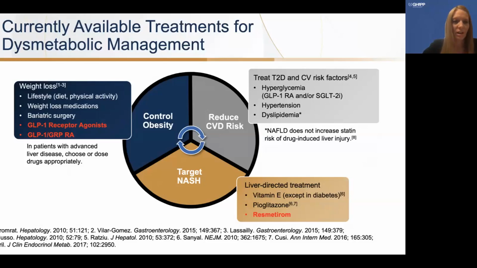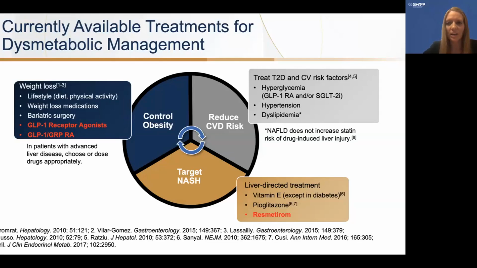So as we think about obesity, our goal is weight loss, and this can be, of course, achieved through lifestyle modifications with diet and physical activity. We might also consider weight loss medications, including the GLP-1 receptor agonist and the dual agonist GLP-GIP receptor agonist, and possibly bariatric surgery for these patients. We all know that a 7 to 10% goal of weight loss can help reduce fibrosis in our liver disease patients. However, this is difficult to achieve, and so we'll talk about some other ways we can help with fibrosis as we move forward. Secondly, we want to reduce cardiovascular risk.